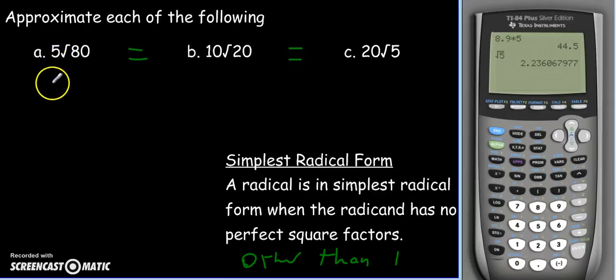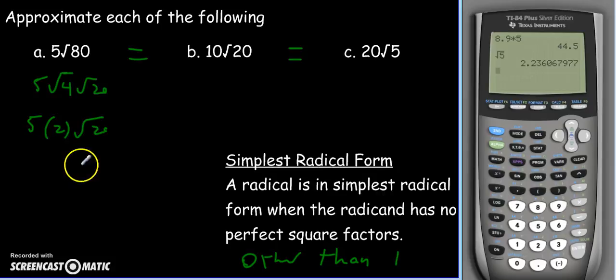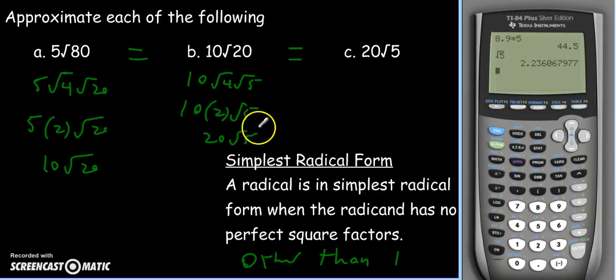Alright, so we know 4 is a perfect square factor of 80, so that's radical 4 times radical 20. Two radicals multiplied together equal its product. So radical 80 does simplify to become radical 4 times radical 20. That's 5 times the square root of 4, which is 2, times radical 20. And that's 10 radical 20, which you'll notice is what we got here. We can simplify that further, because radical 20 is radical 4 times radical 5, and this is a good indicator that we're almost finished. So that's 10 times 2 radical 5, which is 20 radical 5. So this is in its simplest radical form.